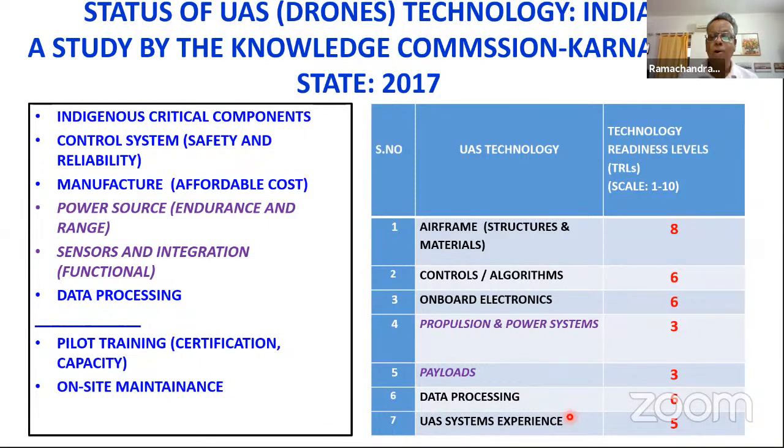If you look at that, we were rather comfortable as far as the country is concerned with the airframe structures and materials, and not bad at all as far as the control algorithms are concerned, because we've got a strong software base, and our control system people are also good. But what is really worrying us is the payloads, which is the camera and the telecommunication systems and so on. And of course, the most important thing is the propulsion and power systems. And this is very, very awful, because we have not done enough.